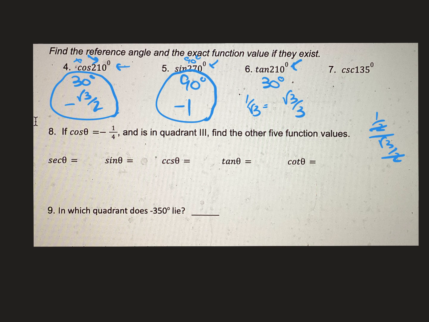Most things are negative in quadrant 3, but because tangent's y over x, and y and x are both negative, that will actually give you a positive, so your answer is those two things right there.